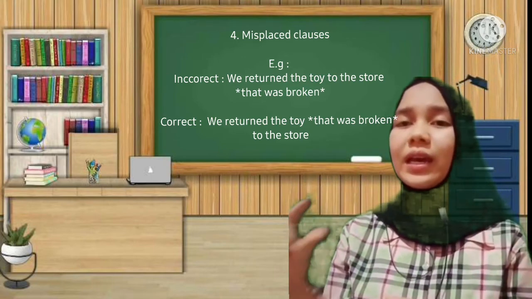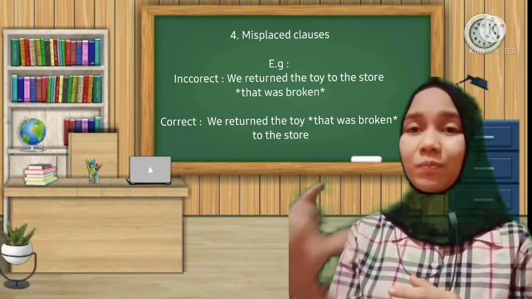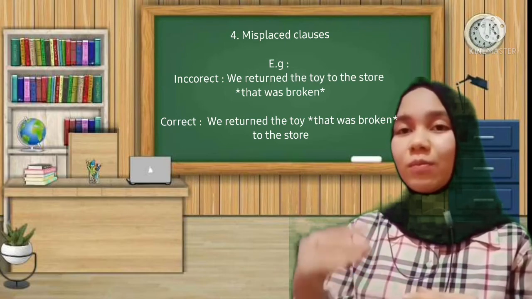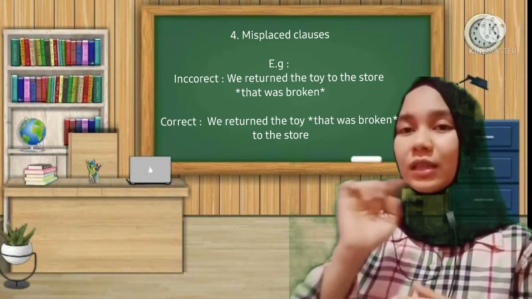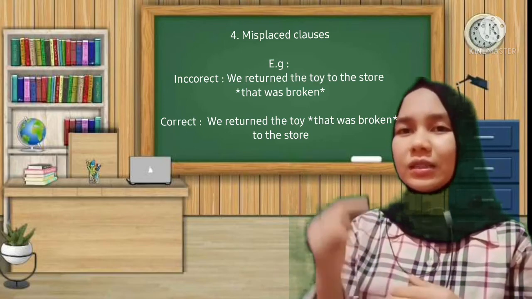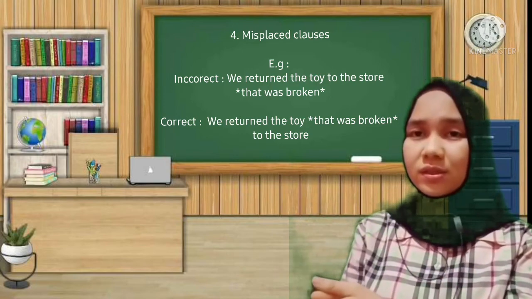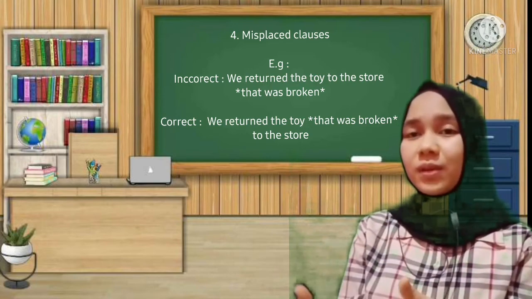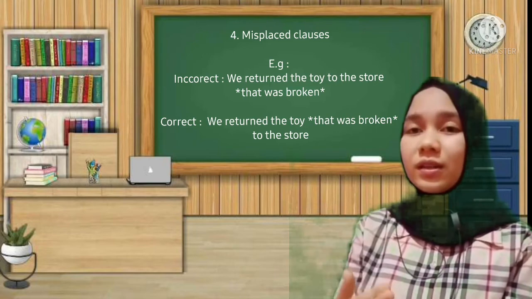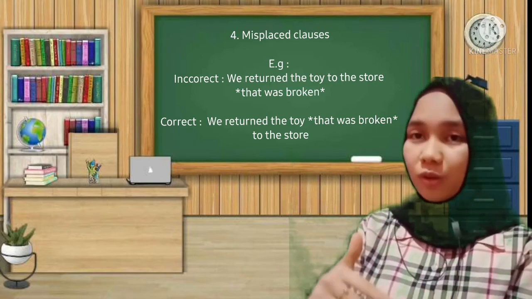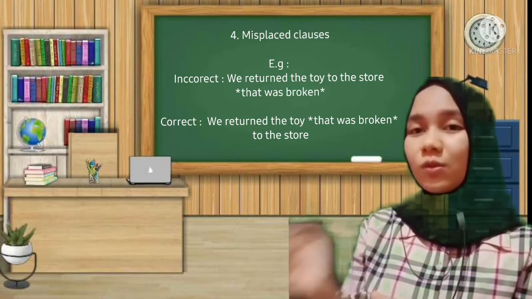That was broken is a misplaced clause because it modifies the wrong noun. So the sentence means the store was broken. So the correct sentence becomes: we returned the toy that was broken to the store.